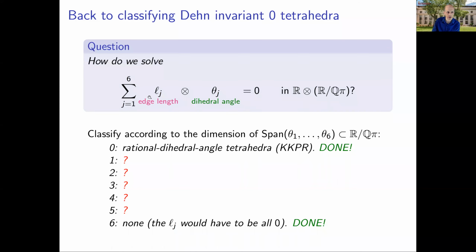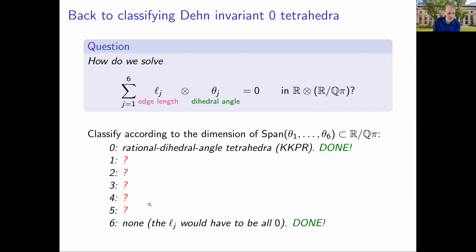And so the only way you could have a sum, a tensor product, like a sum of tensors like this being zero, is if all the L sub j's were zero. And of course, that's not a tetrahedron if all the edges are zero. So there are no solutions in case 6 where this span is 6-dimensional. Okay, well, we've done 2 cases, only 5 more cases to go.